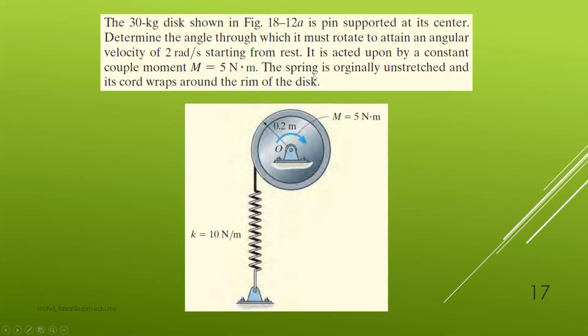The spring is originally unstretched and it wraps around the rim of the disc. This wraps around the disc. Okay, so you can see that the spring constant is 10 Newton meter and there is a couple moment acting on this particular disc, in the clockwise direction, 5 Newton meter.